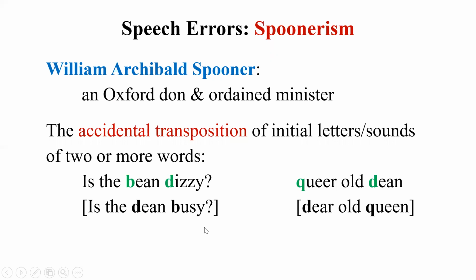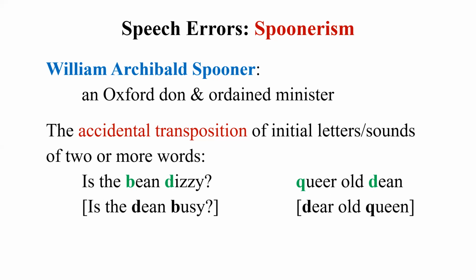What happened? In "dean busy," the B is brought to "dean," and the D is brought to "busy." So it became "is the bean dizzy?" He confused everyone, and it also created a comic situation.